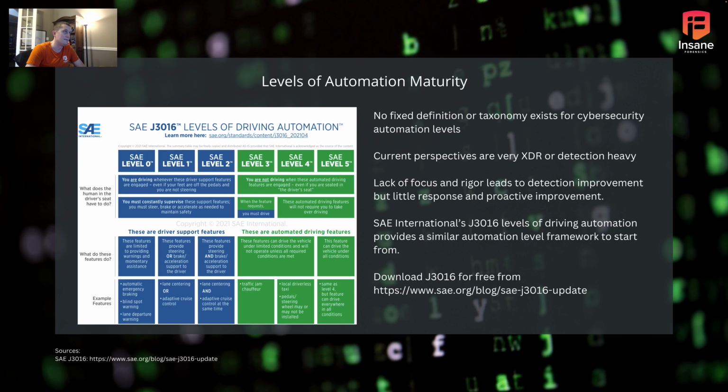Where we're starting with this matrix, and I think a good model to build a cybersecurity automation matrix off of, is the similar maturity model for automation used in the vehicle world. The Society of Automotive Engineers, SAE, has SAE J3016, which is a publication that defines levels of self-driving cars.